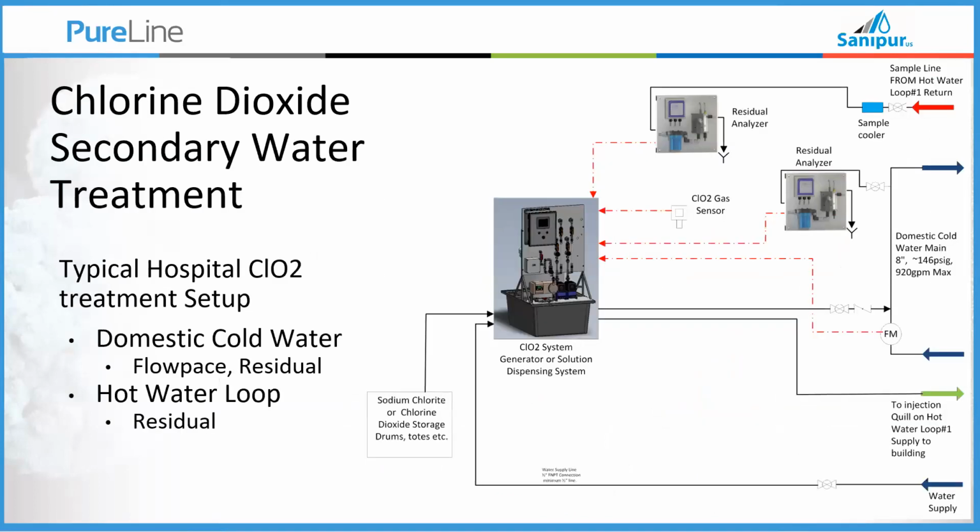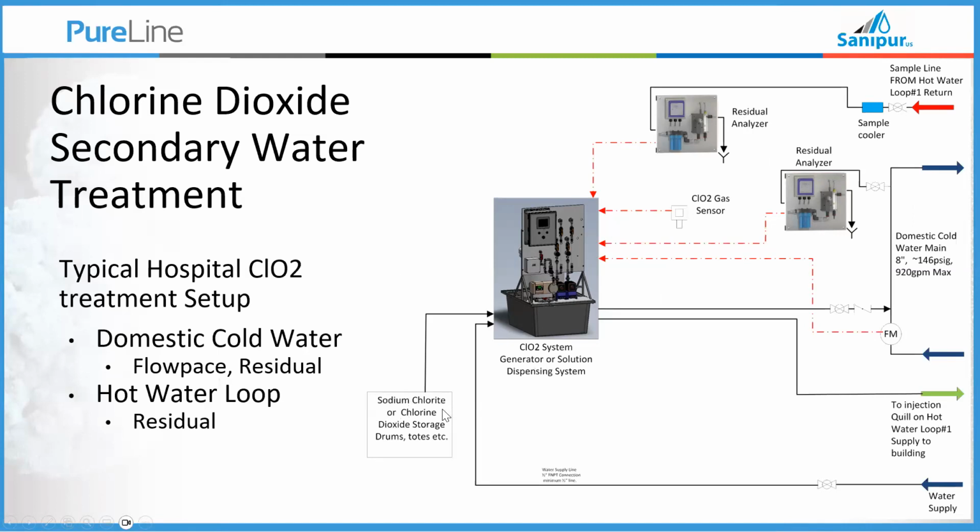An overall schematic of a hospital water treatment system is a chlorine dioxide system, which could be a dispensing system for pre-made chlorine dioxide or a generation system. You can see the domestic water flow meter signal is brought back to the unit. Residual analyzers on both the cold water and the hot water. The cold water is an optional one, but provides backup and tighter control if desired. So the system doses the cold water based on flow and the hot water based on the residual.